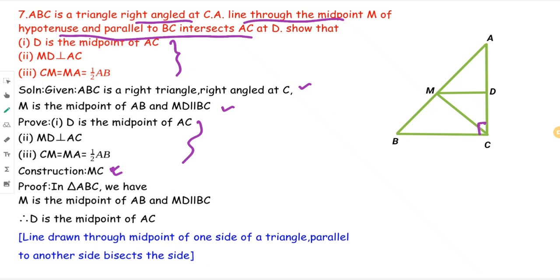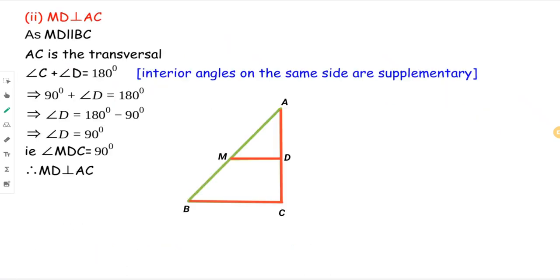In right triangle ABC, like I said, they've already given us that M is a midpoint of AB, right? And also that MD is parallel to BC, which means will D be the midpoint of AC? It has to be, okay? So you can see here, therefore D is a midpoint of AC. This is the converse of the midpoint theorem. Alright, now let's go to the next.